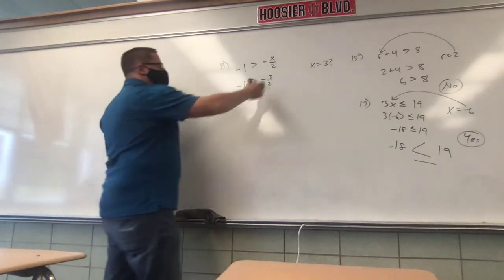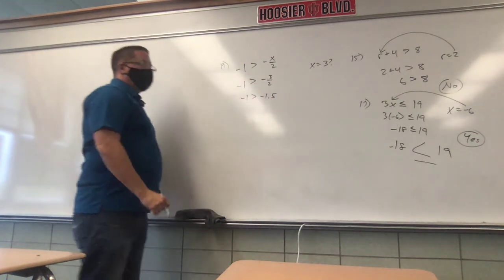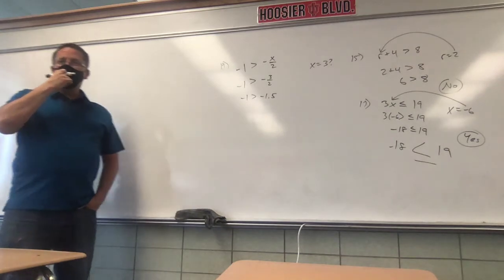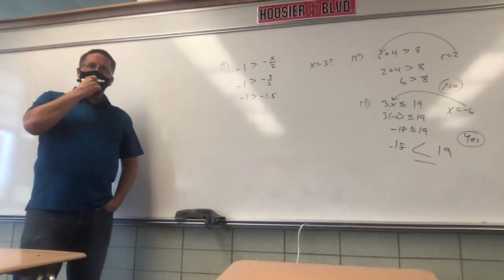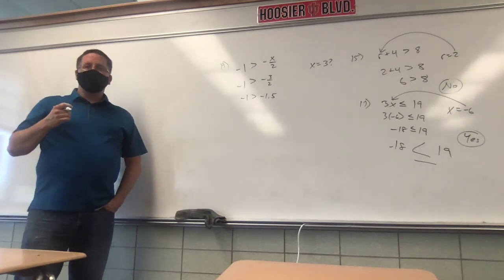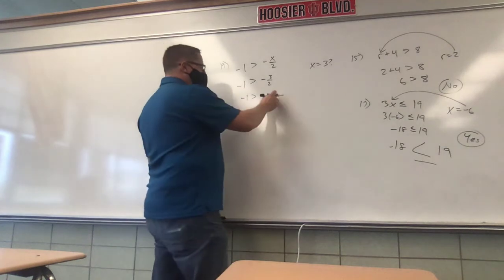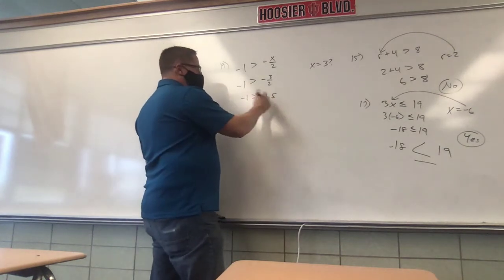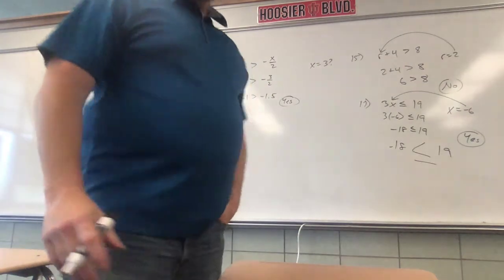Okay, let's do this. 3 divided by 2 is 1.5. -1 is bigger than -1.5. Is that true? Yes, that's true. It actually is true. Everything's backwards with negatives. 1.5 is bigger than 1, but -1 is bigger than -1.5.